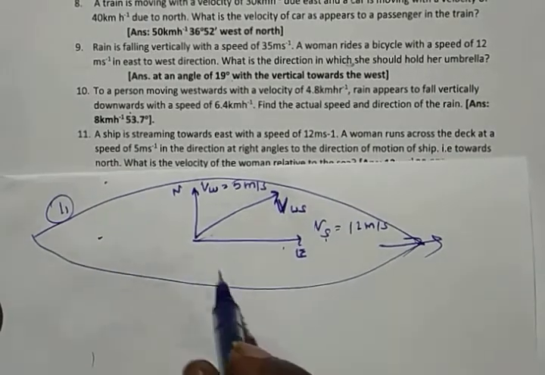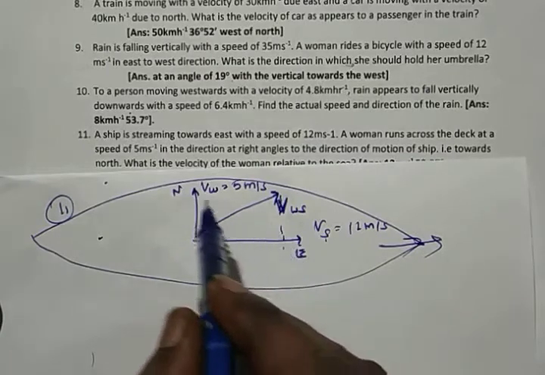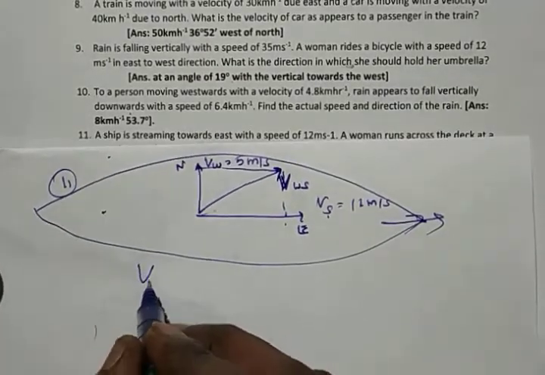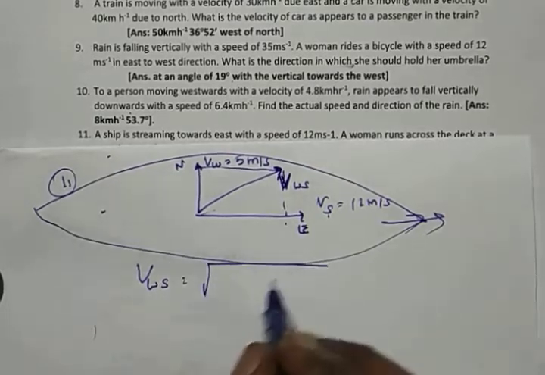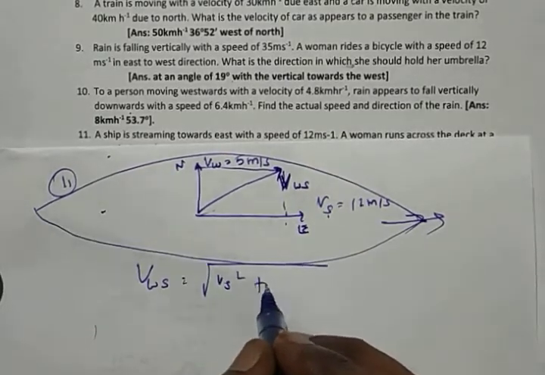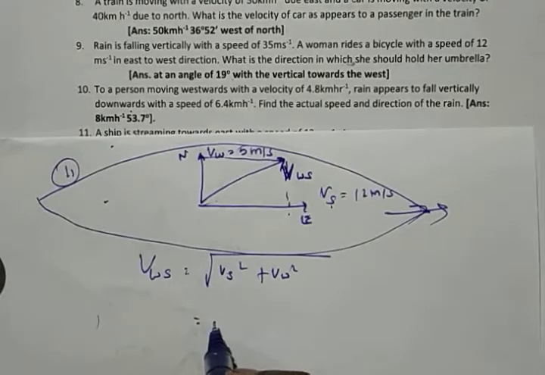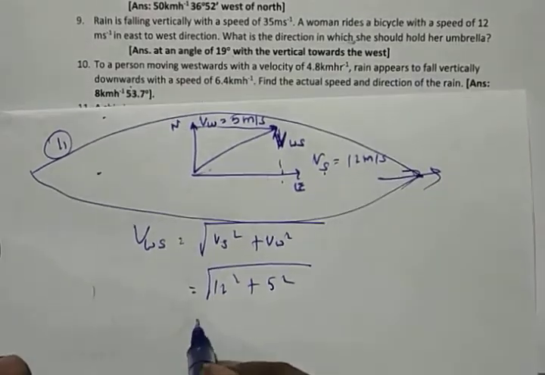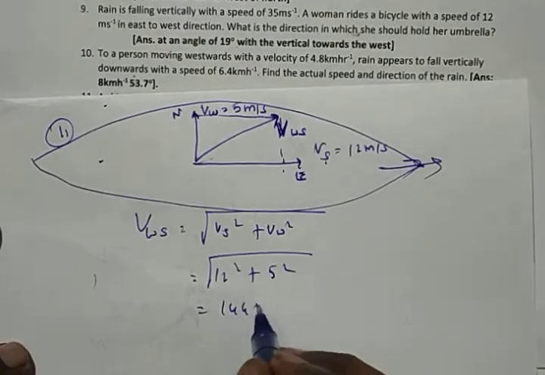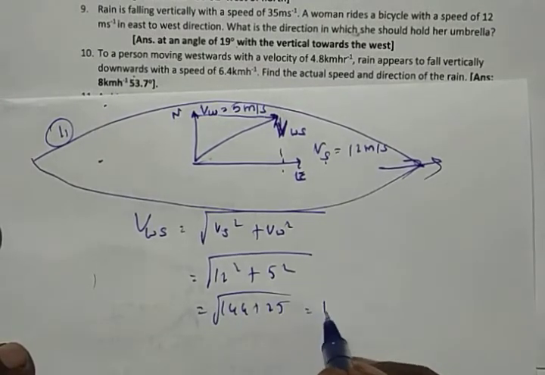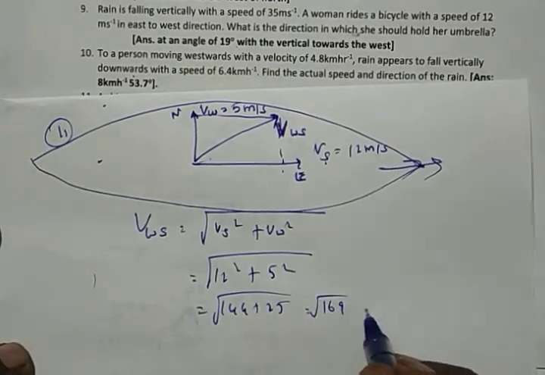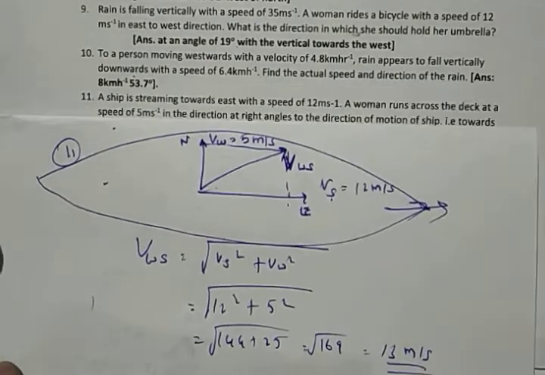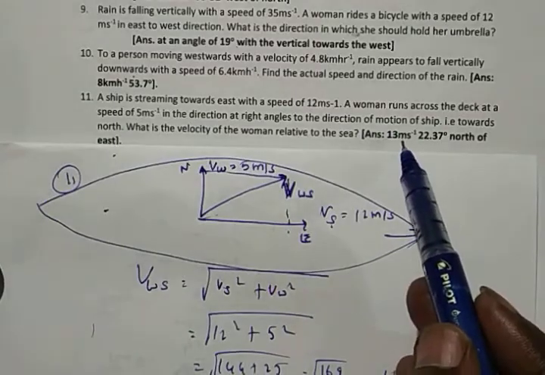So you just have to find the resultant. The resultant velocity of the woman with respect to the sea is going to be equal to the square root of Vs square plus Vw square. It is the square root of 12 square plus 5 square. So it is 144 plus 25. It is 169. It is 13 meters per second. You will get 13 meters per second as the answer.